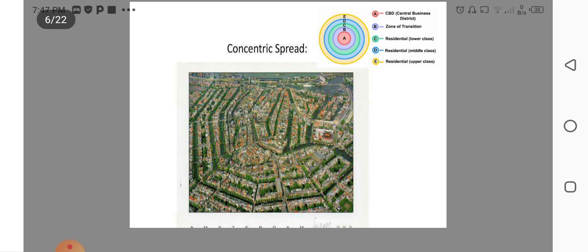Here you can see the concentric spread. In the center we can see the central business district. Surrounding it we can see the zone of transition. And surrounding that we can see residential, lower class, middle class, upper class.